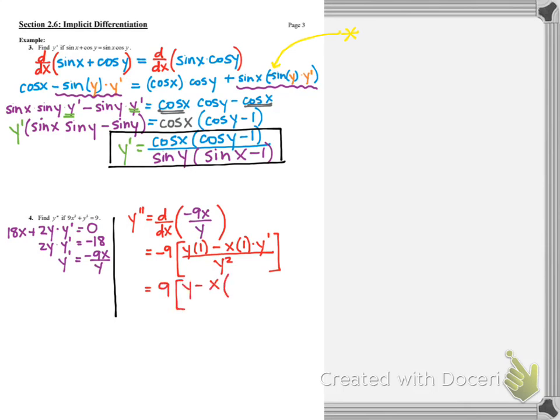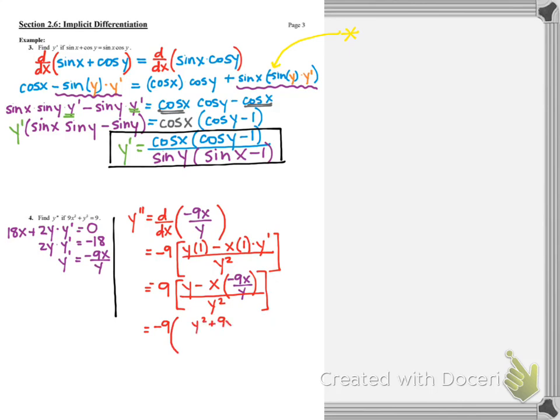Then I simplify the algebra, and you're going to notice that for y prime, I have plugged in what y prime is. Purple equation on the left, which is negative 9x over y. That's what makes it a little bit different: when you're using implicit differentiation to find higher order derivatives, you will have to substitute in both the derivative and, as you're going to see in a moment, the function.